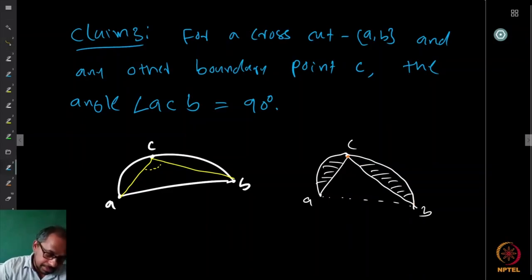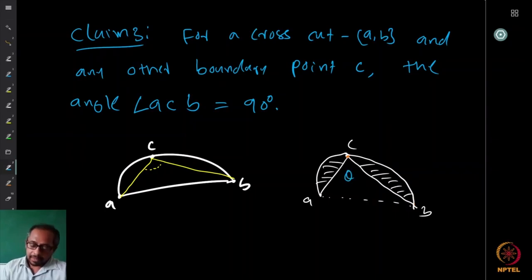Now, suppose the angle between these two is theta, and the length of this is, let's say, x and this is y. So we know that the area of the triangle is determined by the length of these two sides and the sine of the angle between them. So you have x, y sine theta, and half of that gives you the area of the triangle. Now, this area is maximized when theta is equal to 90, because sine theta is maximized when theta is equal to 90.